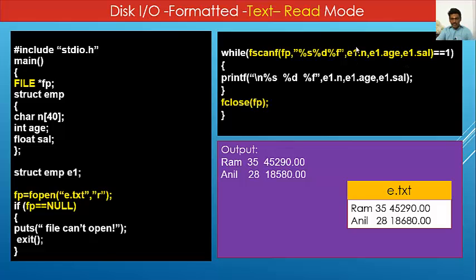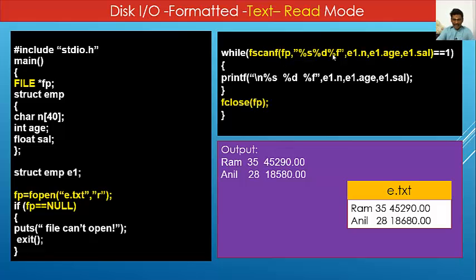So it is a character array. Just by putting e1.n, it refers to the address. Here we want to put the ampersand symbol for e1.age and e1.sal. All the rules of fscanf are the same as the scanf function. The only difference is that the first argument in fscanf is the file structure pointer variable.